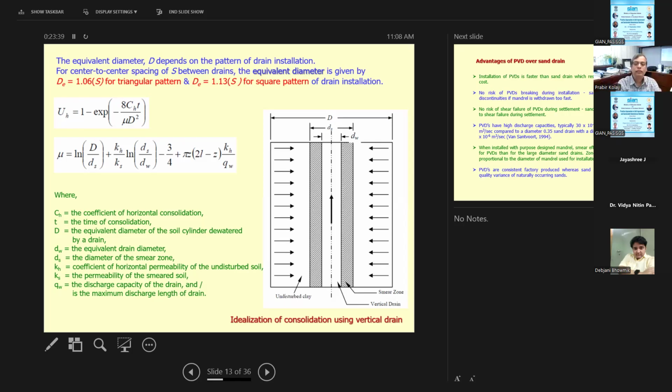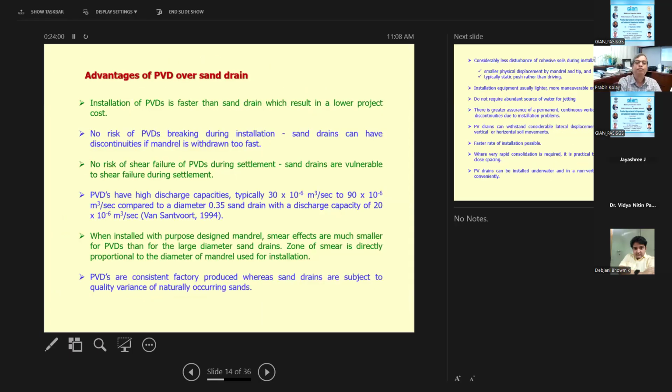Okay. It looks a little bit complicated, but it's very easy. You need to find out the equivalent diameter, what type of pattern you need to use, and then use this equation for the degree of consolidation. The degree of consolidation is how much consolidation has occurred at the current time compared to the final one. So you can calculate that.